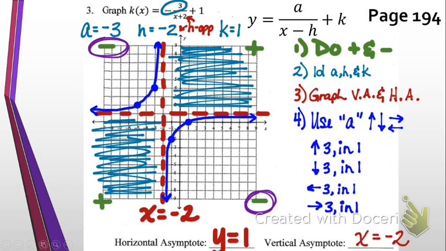I want to go through identifying the A, H, and K with you on the next one, but then I want to leave you guys, give you a couple minutes to graph it on your own, and then I'll check yours against mine. We'll put it up on the board together, okay?